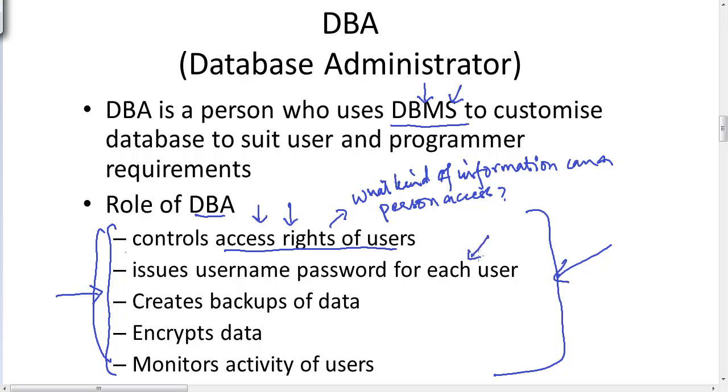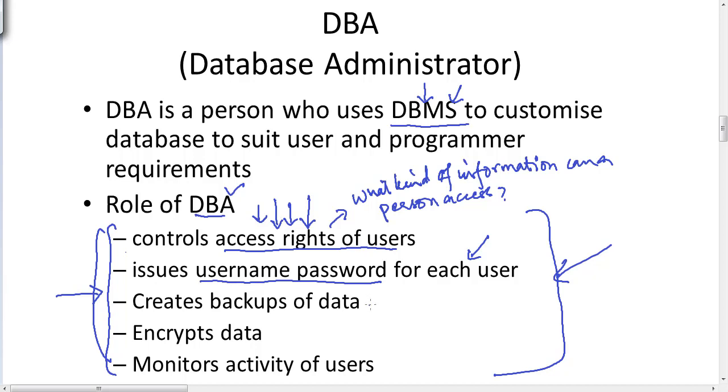A user can connect to a database to be able to access data using a username and password, and this is also ensured by the database administrator. So every user must have a username and password so that he's able to connect to the database and view data. And what kind of data can he view? Only data that he has been allowed to view. Based on his access rights he's going to be able to view data.